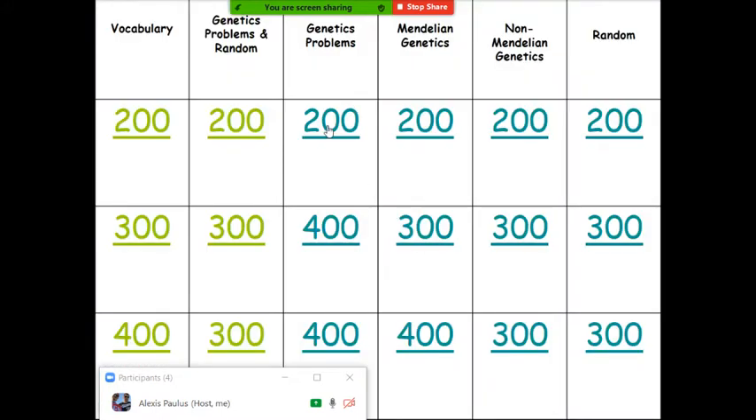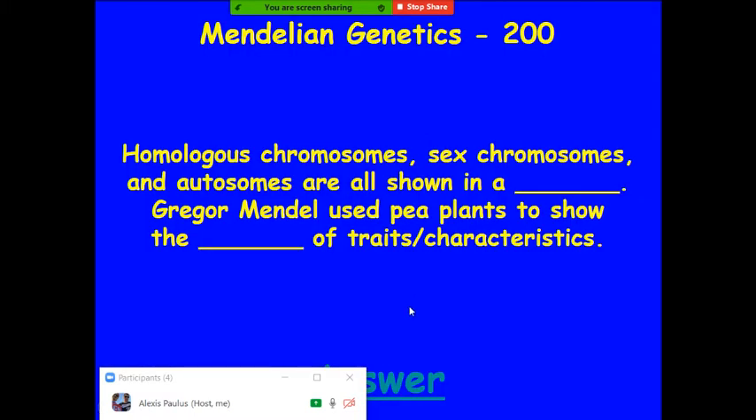All right, here we go. We'll get back to the genetics problems a little later. Let's get into Mendelian genetics, simple genetics. Homologous chromosomes, sex chromosomes, and autosomes are all shown in a blank. Gregor Mendel used pea plants to show the blank of traits or characteristics.